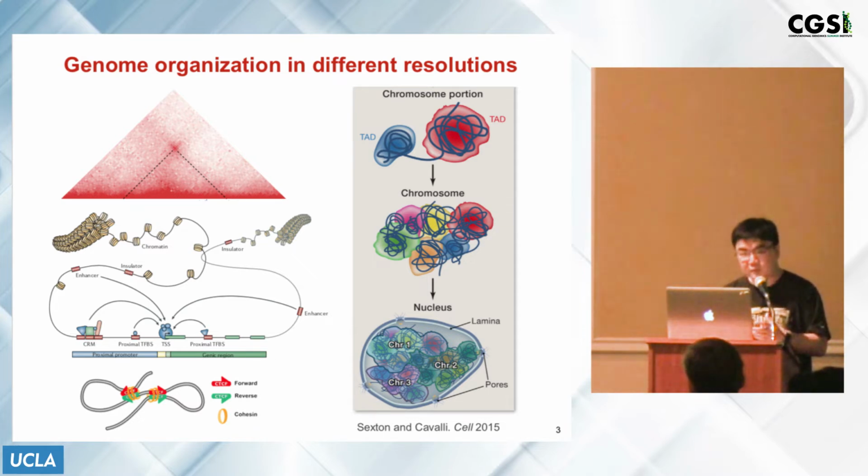So if something goes wrong, it may lead to disease. And Freudian also gave a nice example in the talk yesterday. But I want to show you one example that is kind of different. It's about the nuclear structure itself.